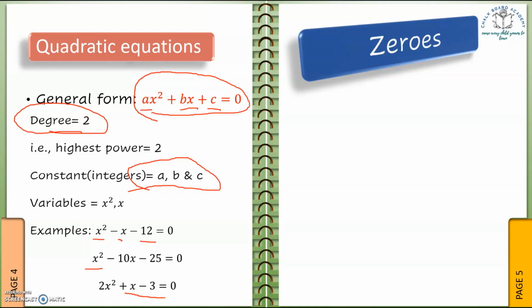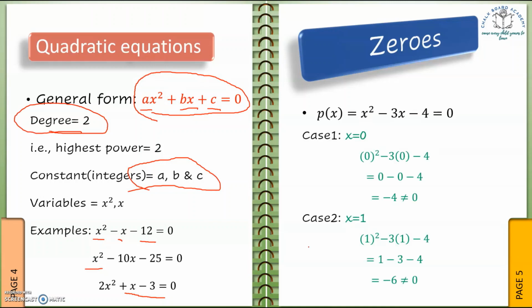So zeros are actually the values of x and y here, and to understand that we are using a polynomial here, that is a quadratic equation, that is x square minus 3x minus 4 is equal to 0. So the polynomial is denoted by p(x). Any equation is denoted by p(x). P for polynomial and x for the variable we are taking in this equation. So p(x) is equal to x square minus 3x minus 4 is equal to 0.